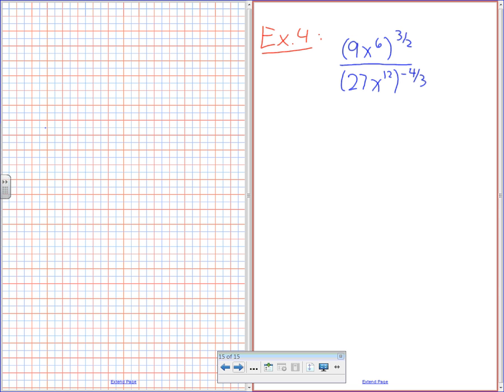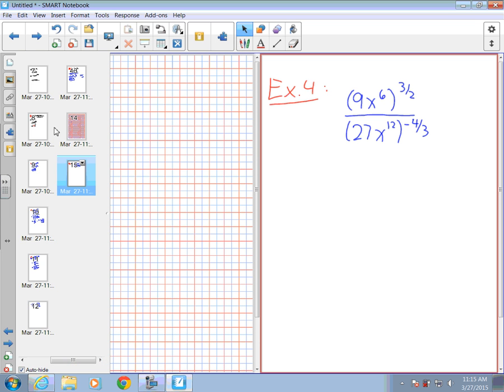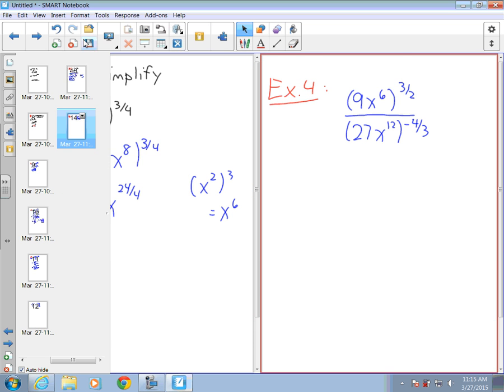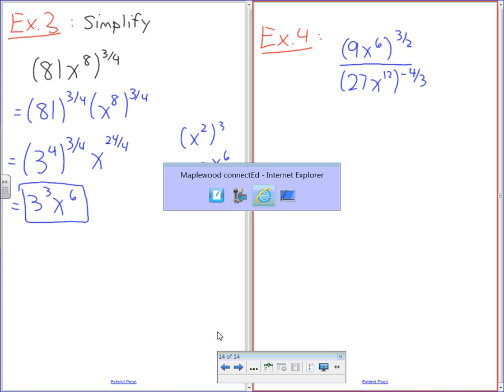Okay, so if you're saying that's too complicated for me, just do the numerator first. Okay, right? So the numerator, then look at the last example, which you can't see. I'm just going to delete that page, sorry. Okay, so look at example 3 for that.